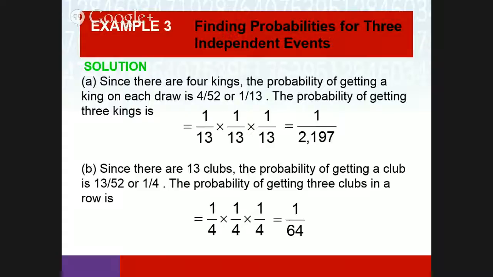So if you were to draw a card and keep it, yes, the fractions would be different for consecutive draws, and we're going to look at examples of that. Those are dependent events because the probability of the next card depends on what that first card was.